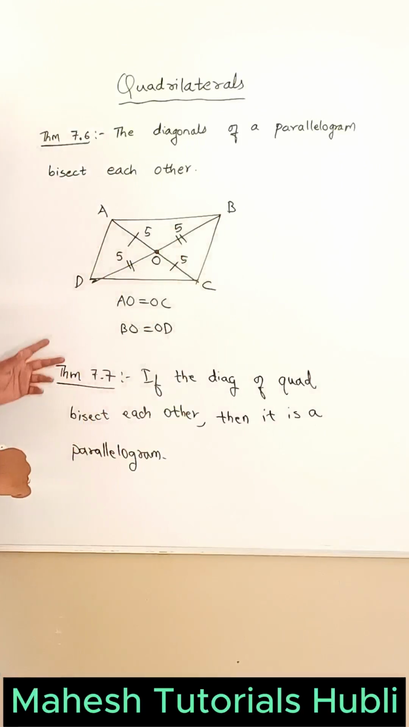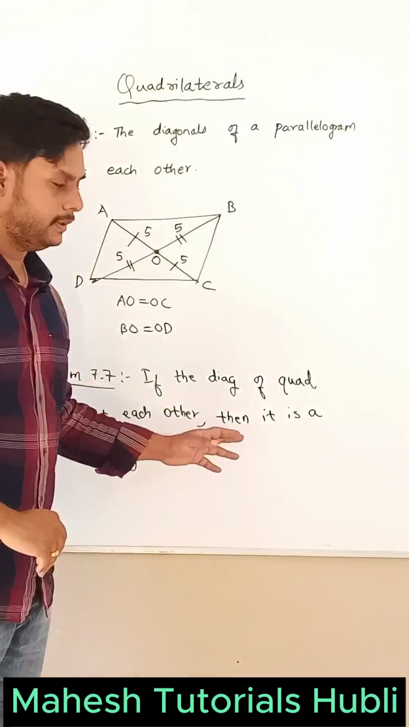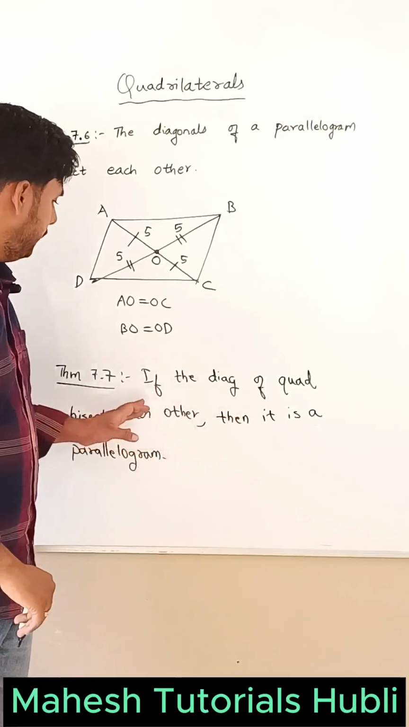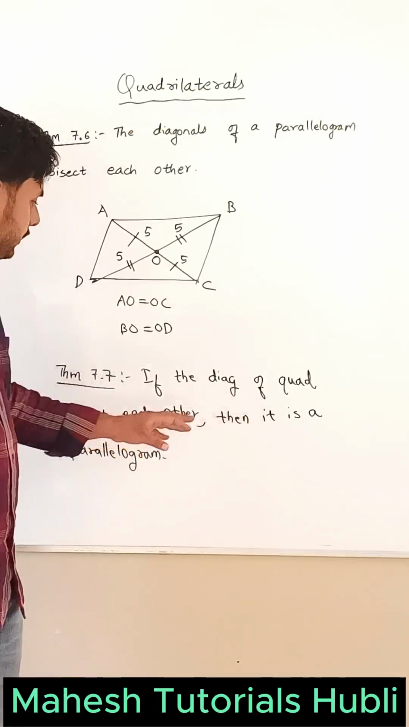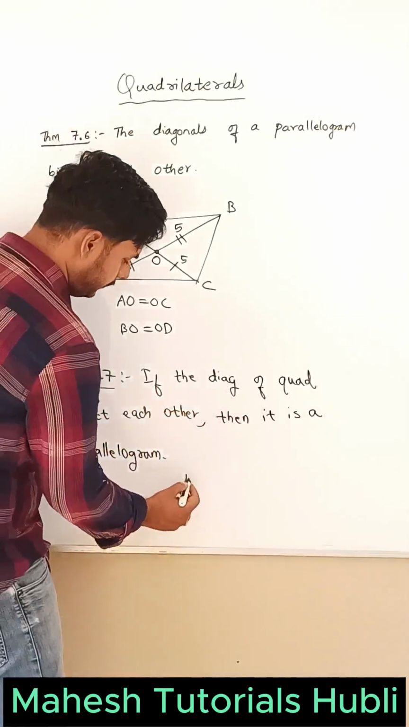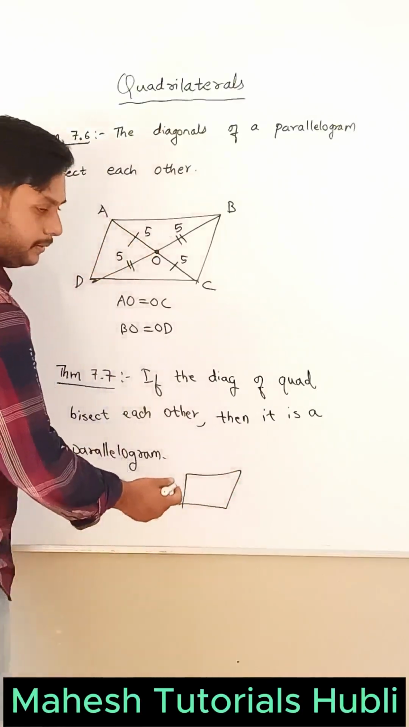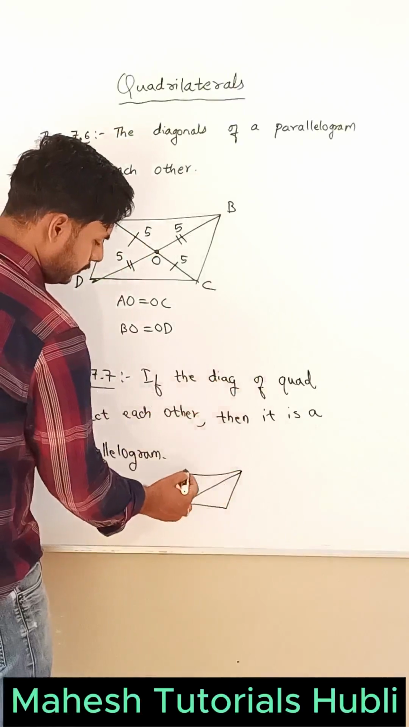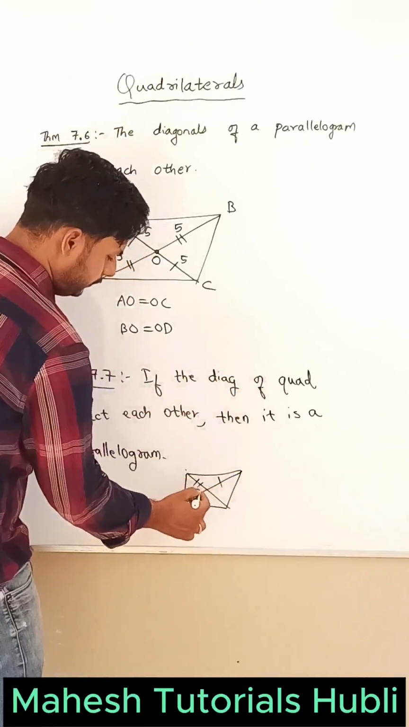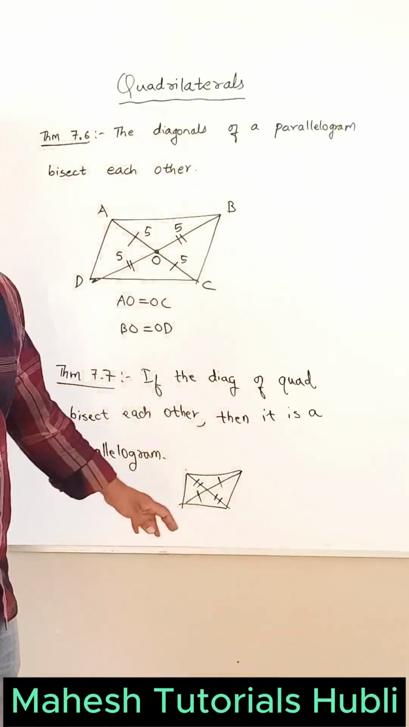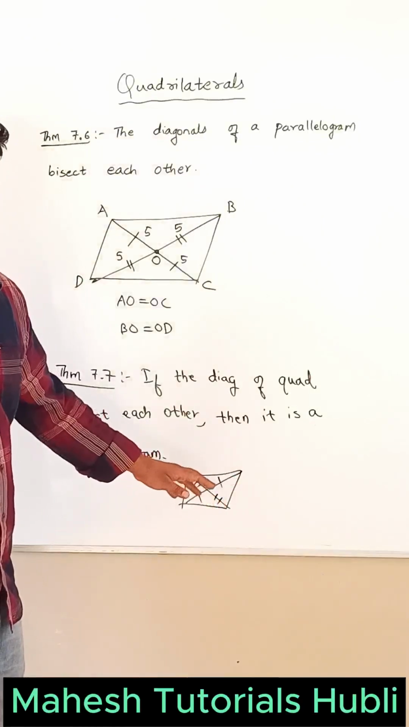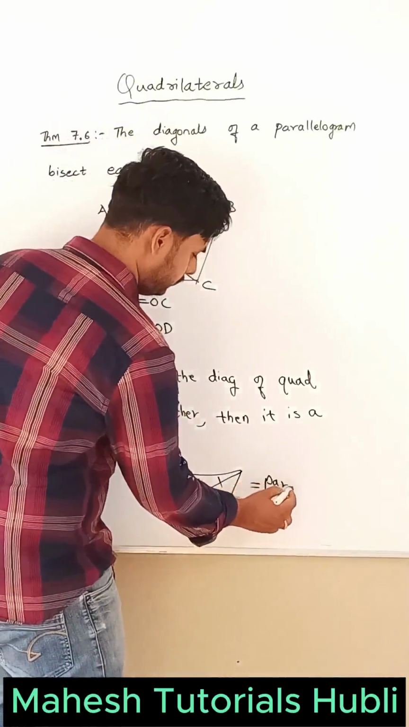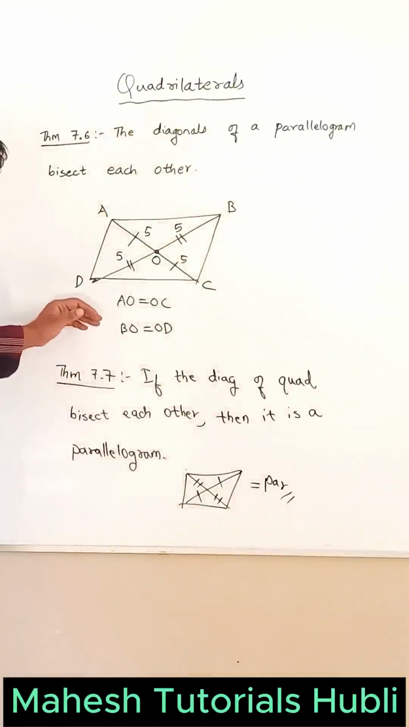Next. Exactly opposite of this is theorem 7.7. If the diagonals of a quadrilateral bisect each other, then it is a parallelogram. See here, this is a parallelogram. Think like that. If in a quadrilateral, there are just two diagonals and these are bisecting each other correctly in this way, if you find this in a quadrilateral, then this is a parallelogram. Exactly opposite of this is this.